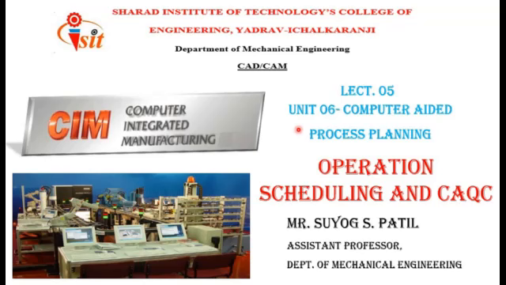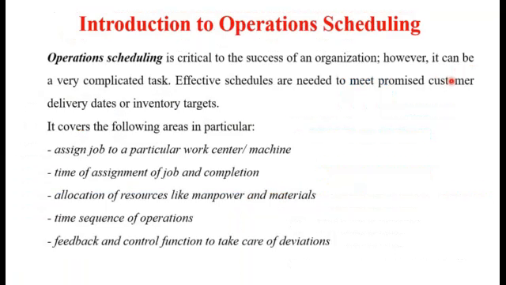Today we are going to see operation scheduling and CAQC, that means computer aided quality control. In this chapter on computer aided process planning, we are going to see the operation scheduling required in manufacturing processes and the computer aided quality control. First of all, we will see what is meant by operation scheduling, an introduction to operations scheduling.